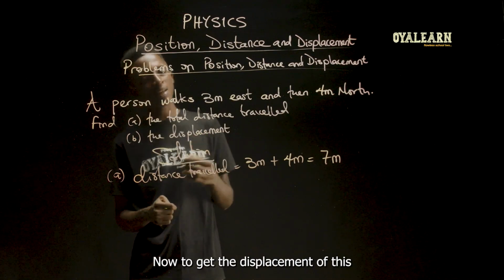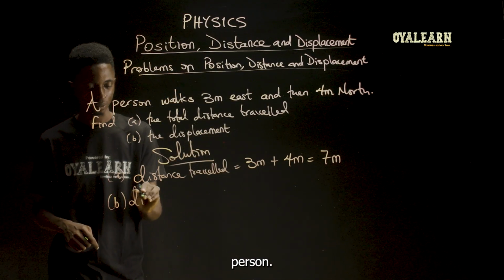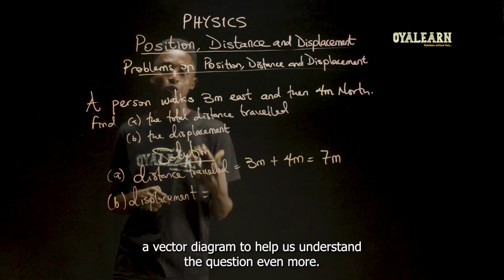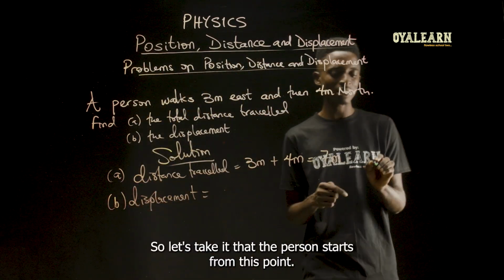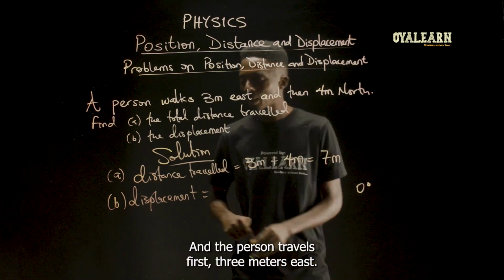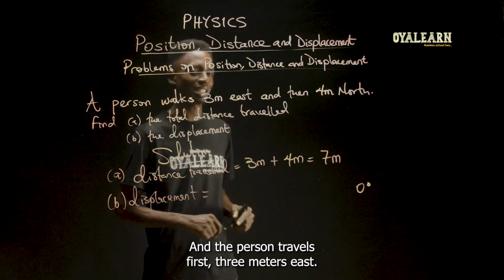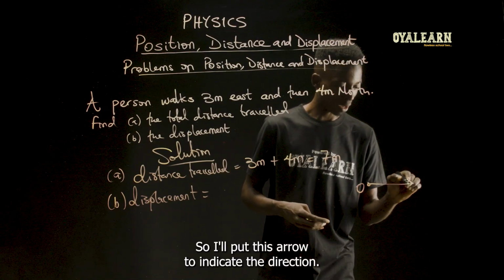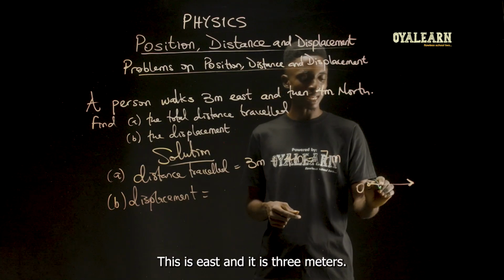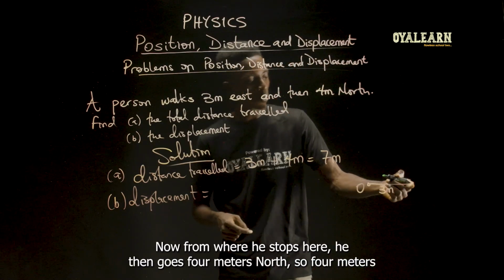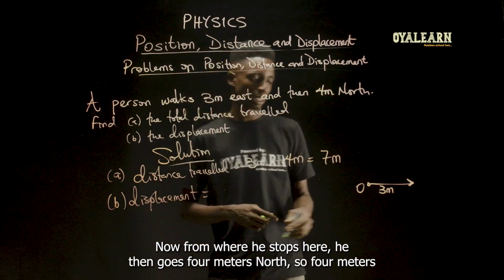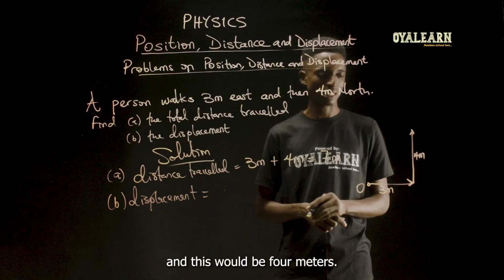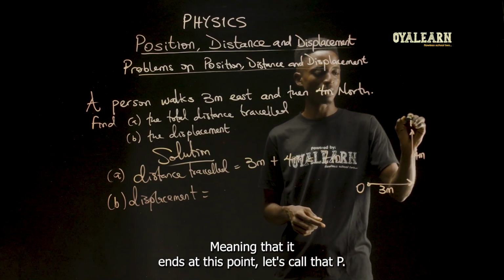Now, to get the displacement of this person, displacement would be, first let's draw a vector diagram to help us understand the question even more. So let's take it that the person starts from this point O, and the person travels first 3 meters east. Now east is in the right direction, okay, so that will be this direction here. So I'll put this arrow to indicate the direction. This is east and it is 3 meters. Now from where it stops here, it then goes 4 meters north. So 4 meters north will be vertically upward like so, and this will be 4 meters, meaning that it ends at this point. Let's call that P.